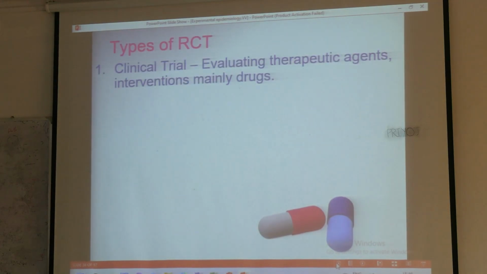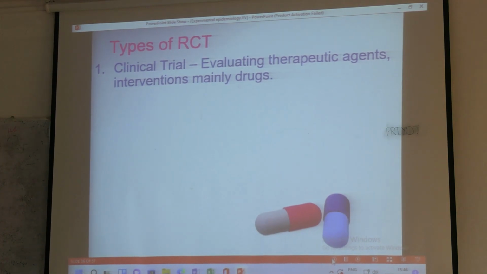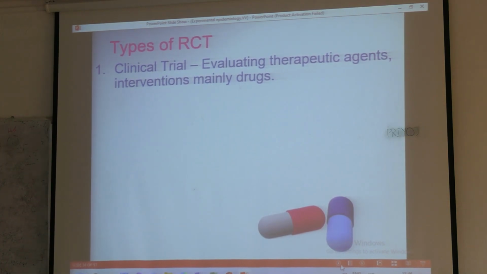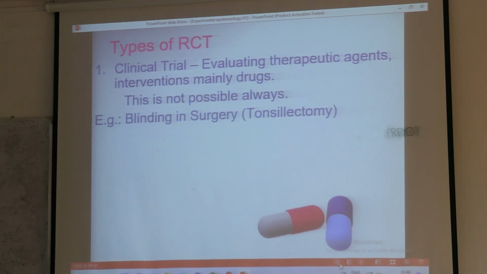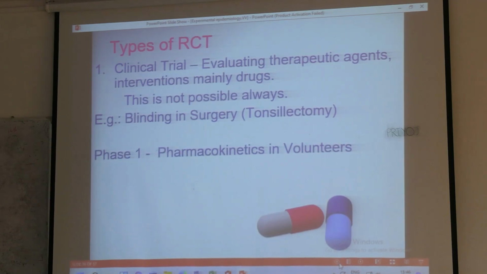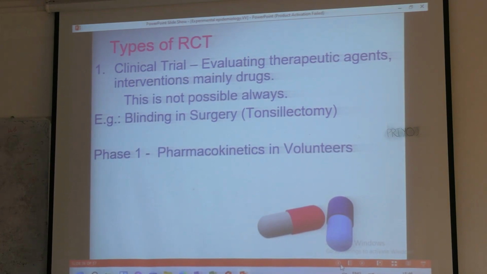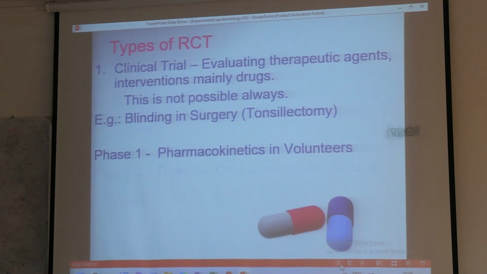So the types of RCT is what we will be doing mainly in your MD, evaluating therapeutic agents, interventions, mainly drugs. That's a clinical trial. Not always possible. Like for example, blinding in surgery, tonsillectomy. Then this is a RCT, pharmacokinetics in volunteers. What do volunteers get in their treatment?